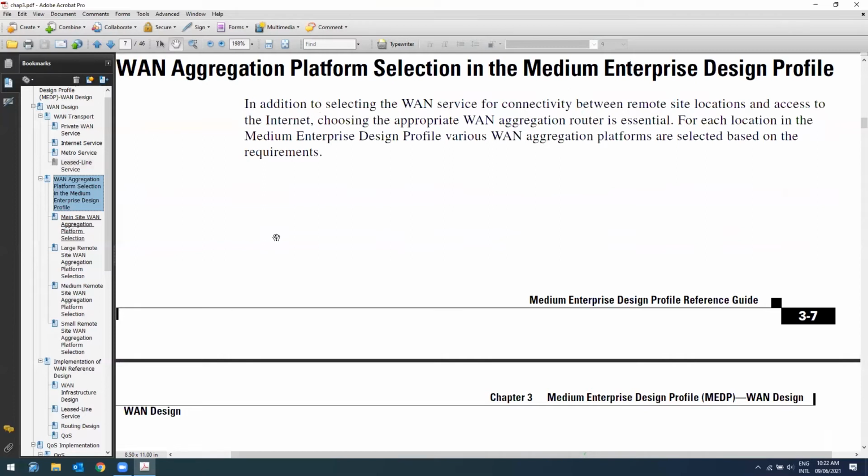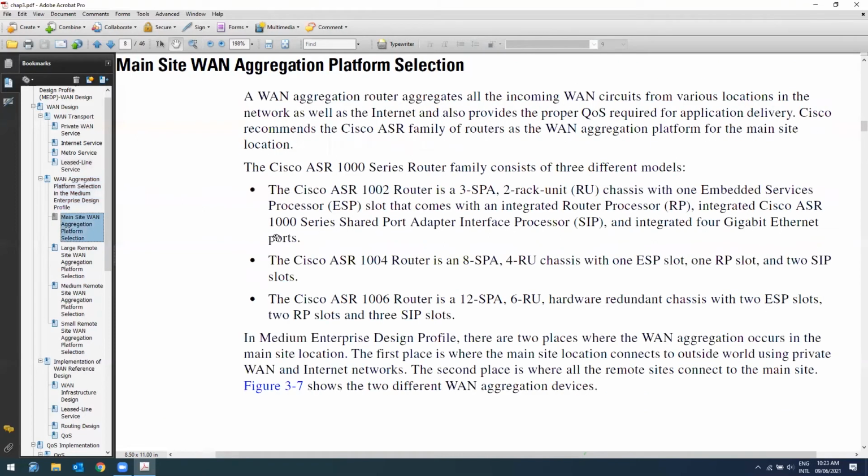So, main site WAN aggregation platform selection. A WAN aggregation router aggregates all the incoming WAN circuits from various locations in the network as well as the internet, and also provides the proper quality of service required for application delivery. Cisco recommends the Cisco ASR family of routers as the WAN aggregation platform for the main site location.